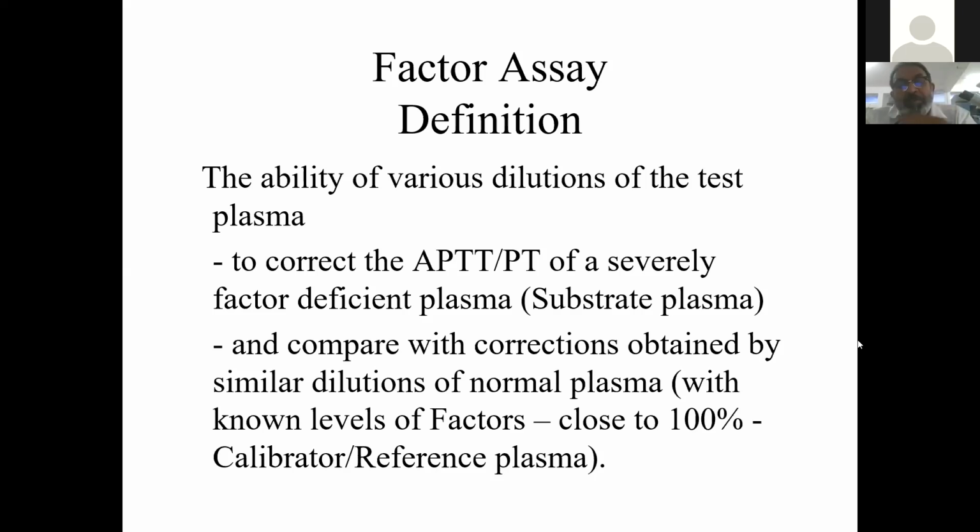So it is the most important part of the assay. And compare it with the correction obtained on similar dilutions of normal plasma, where we expect all these factors to be 100%, including the substrate factor. So this particular plasma ideally should be a calibrator or a reference plasma.